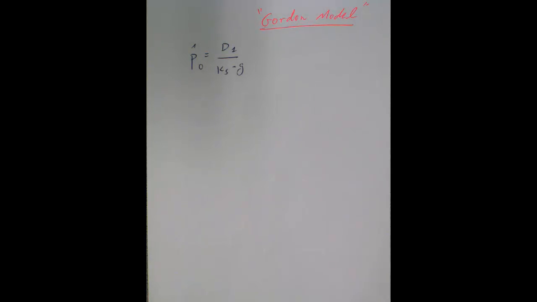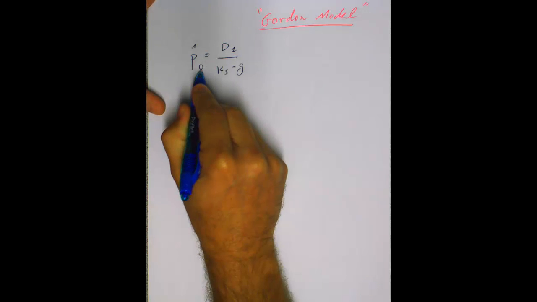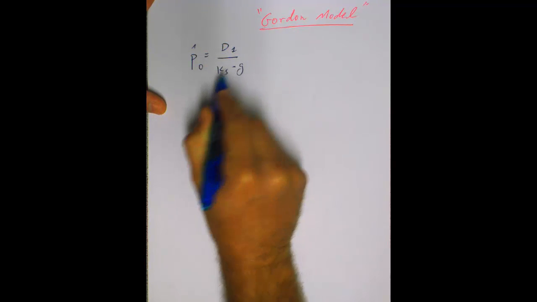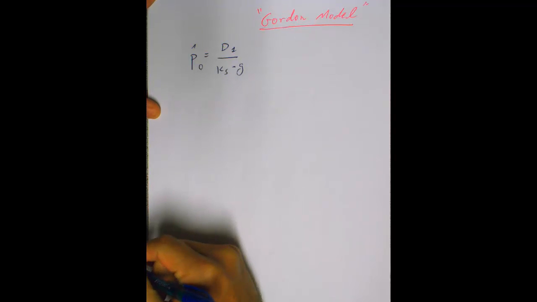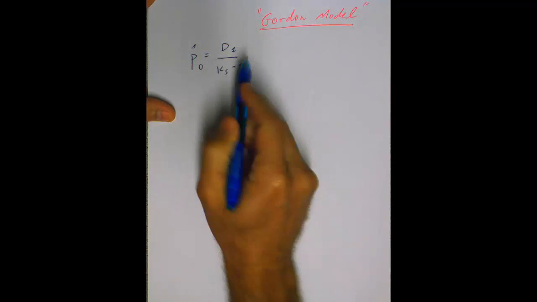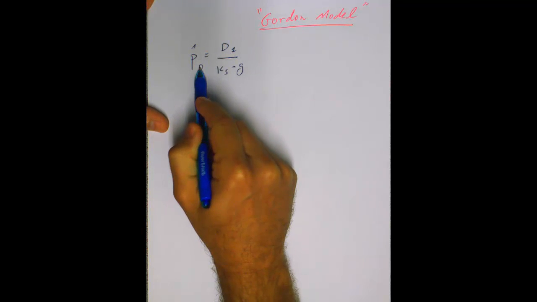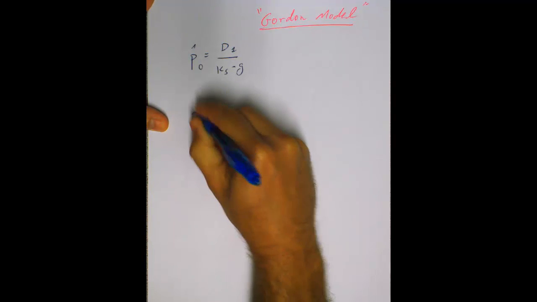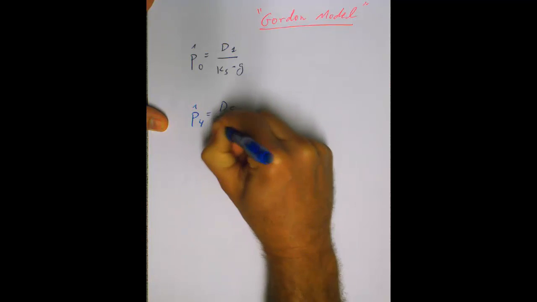Let's understand a few important things about the Gordon model. The Gordon model says that the price of a stock right now is equal to the next dividend divided by Ks minus G, the required rate of return on the stock minus the growth rate. Pay attention that the dividends will always start one period after the valuation. So if, for example, you need to evaluate the price of the stock in year number 4, you can write that this is equal to D5 divided by Ks minus G.